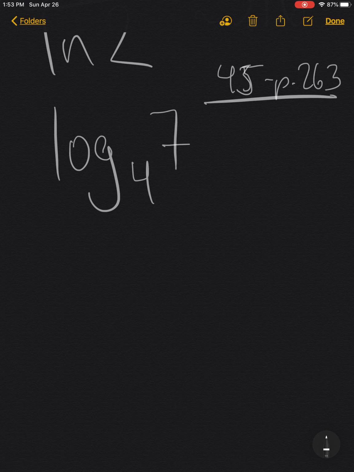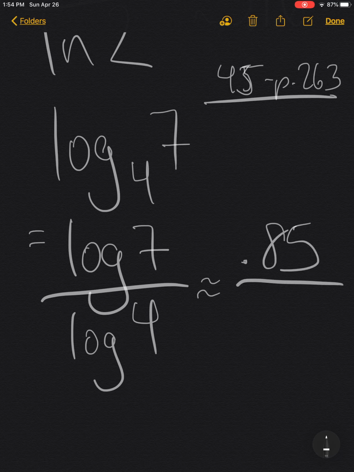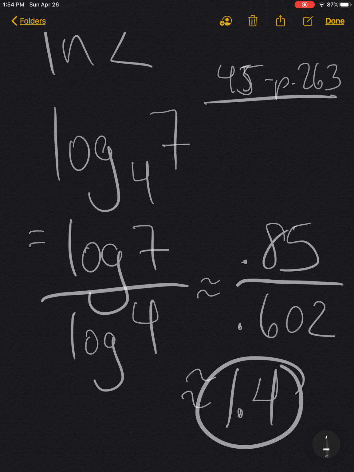Okay, so now that you have tried it, let's see how you did. The first thing you want to do is rewrite this using the change of base, using either log or ln. I'm going to just use log. So you should have done log of 7 divided by log of 4. Log of 7 is approximately 0.85, and log of 4 is approximately 0.602. When I divide 0.85 by 0.602, I will result in approximately 1.4. And that's your final answer.